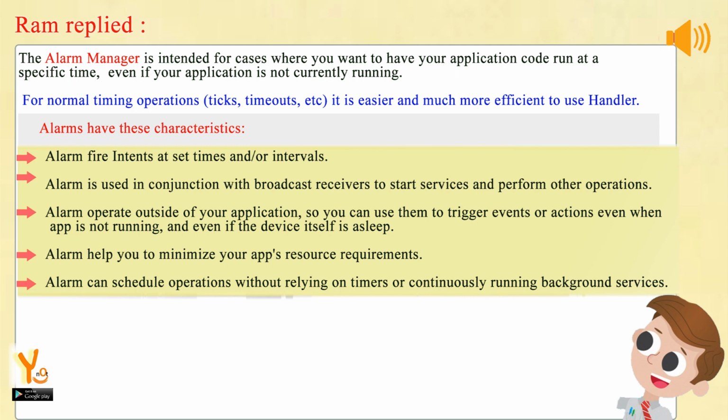Alarms have these characteristics. They let you fire intents at set times or intervals. You can use them in conjunction with broadcast receivers to start services and perform other operations. They operate outside of your application, so you can use them to trigger events or actions even when your app is not running and even if the device itself is asleep.